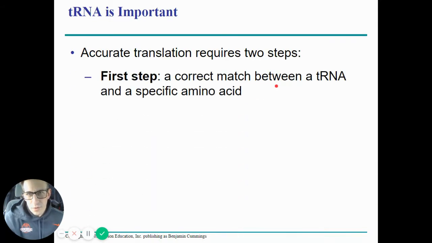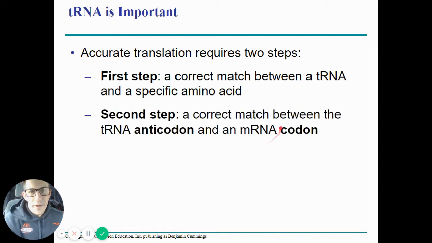So tRNA is really important. Accurate translation requires 2 steps, and they both involve tRNA. The first step is the correct matching between a very specific tRNA molecule and a very specific amino acid. You have to have the proper tRNA molecule match with the proper amino acid. Otherwise, it doesn't matter what your DNA had in the code or what was coded for in the codons of the mRNA. You're going to get the message wrong. So if you don't have proper attachment of the tRNA to the specific amino acid that it should have, you're going to get really, really bad results in the end.